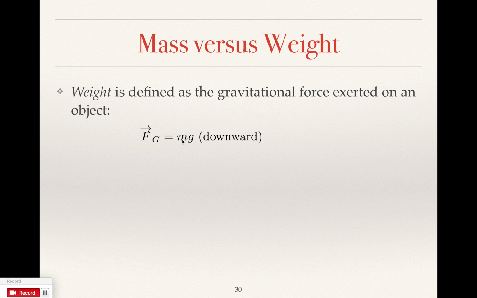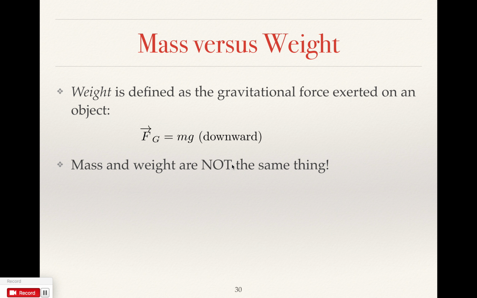If you're close to the surface of a planet, say like the Earth, you can find the weight of an object as the mass of the object times the acceleration due to gravity. So if we're at the surface of the Earth, we're going to use 9.81 meters per second squared. And of course, gravity pulls things downward, so the weight of an object is always downward.